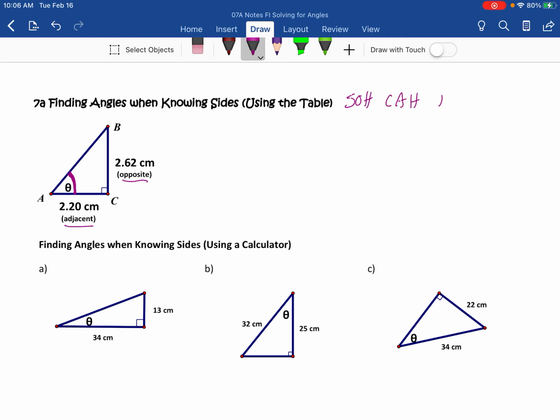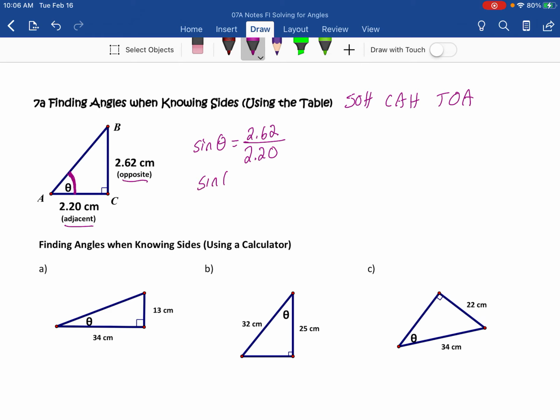I'm going to explain in terms of the table. First off, here's my reference angle, and here's the angle I'm trying to find. We have my opposite and my adjacent, and we need to remember SOH CAH TOA. So the sine of my angle is going to be my opposite, which is 2.62, divided by my adjacent, which is 2.20. So I'm going to divide those out in this case.